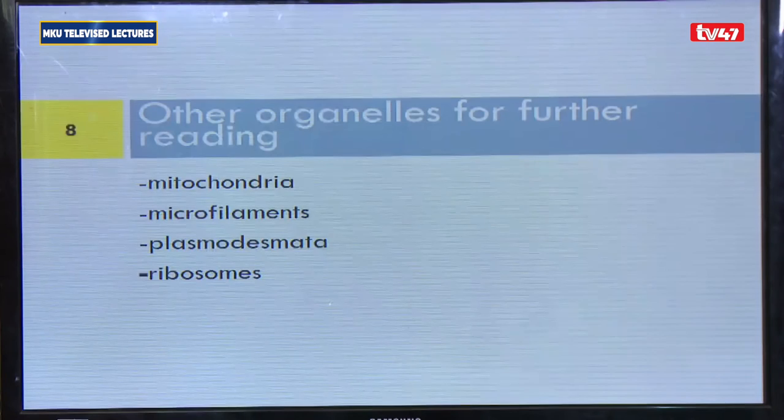We have the microfilaments also that are found within the cell, playing various roles. We have the plasmodesmata. Plasmodesmata are small channels found in the cell wall that provide a route by which substances can go across or through the cell wall.